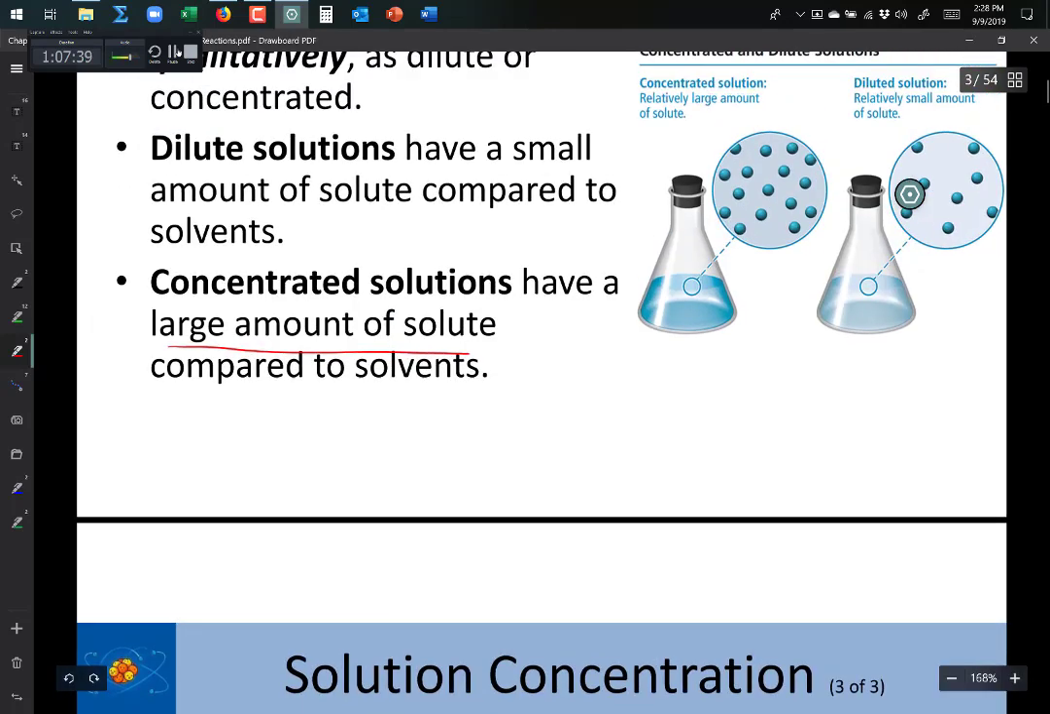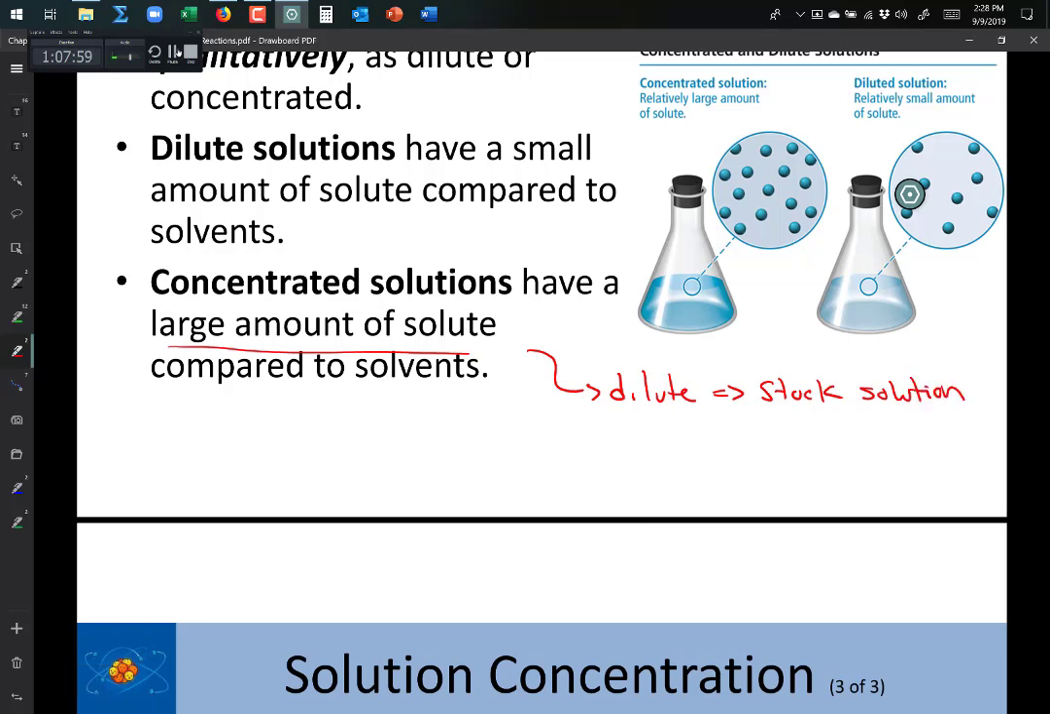The other thing about concentrated solutions and dilute solutions is that we'll often prepare them, like I was saying, we take this and we dilute it down. And that's what we use to make a stock solution. The stock solution is what we make everything else out of. Okay, and that's stuff that's on later slides as well.